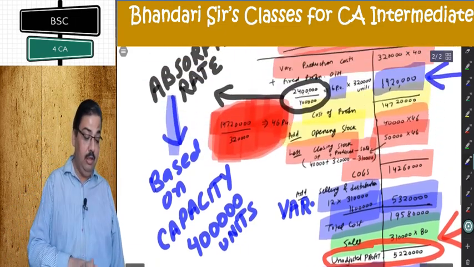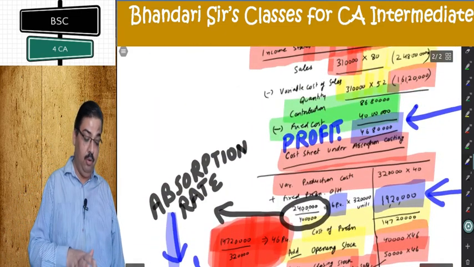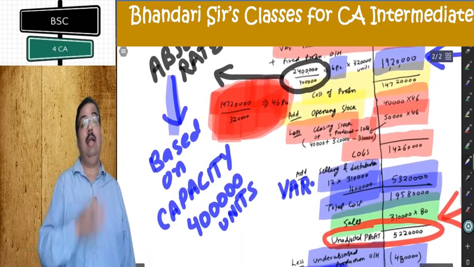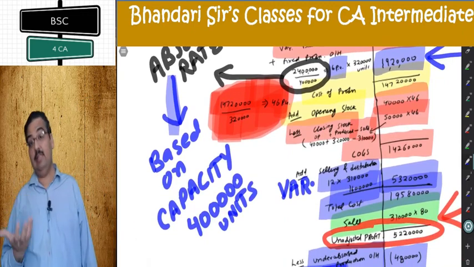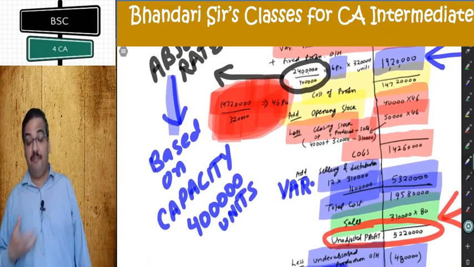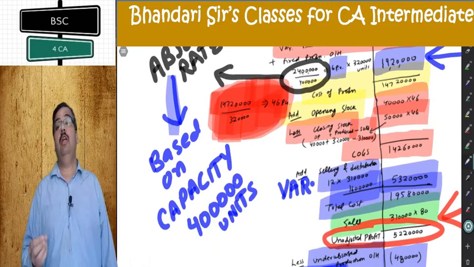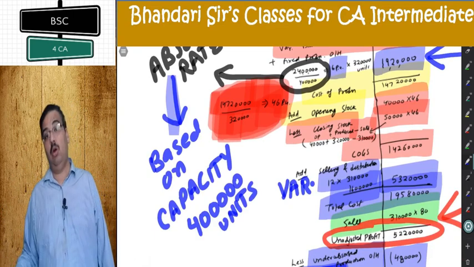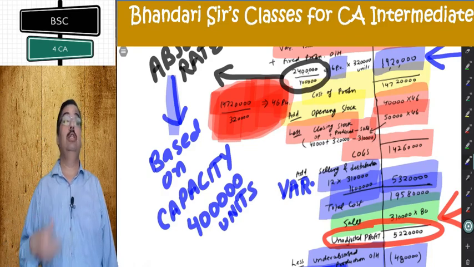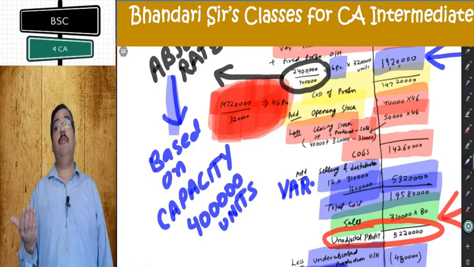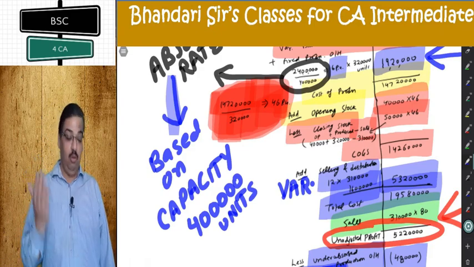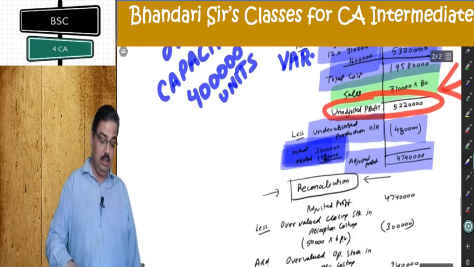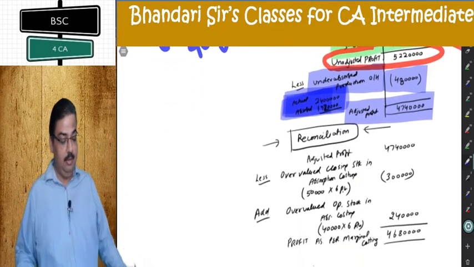Did it match with marginal costing profit? No, marginal costing profit was 46,80,000. Why is there that difference? The difference is due to the difference in stock valuation. Closing stock and opening stock of absorption costing is overvalued to the extent of fixed production overheads. That is what I will adjust in the reconciliation to complete the question.